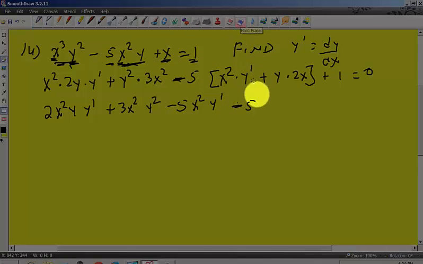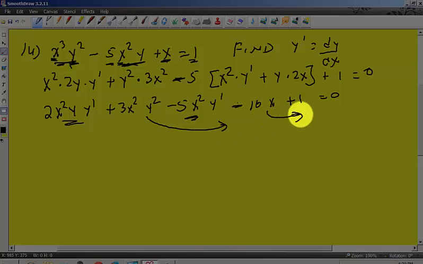That's 5 times 2. That's 10. Okay, minus 10. Okay, x plus 1 is equal to 0. Alright, so I have a y prime here, and I have a y prime there. That means I'm going to move this to the right, this to the right, and this to the right. And I'm going to factor out a y prime from both of these. So let's go ahead and do that.